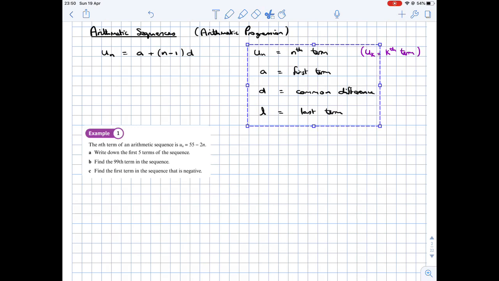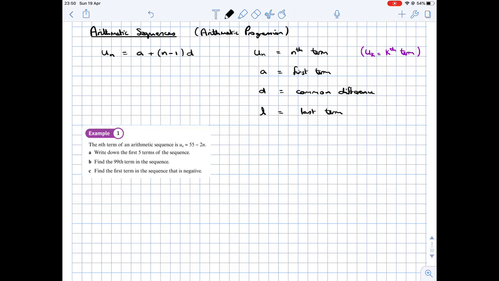So if we had a sequence which was 1, 2, 3, 4, then the fourth term would be 4, the fifth term would be 5, etc. If we had another sequence, 2, 4, 8, 10, the second term would be 4. We use the letter A to represent the first term, D to represent the common difference, and L for the last term.